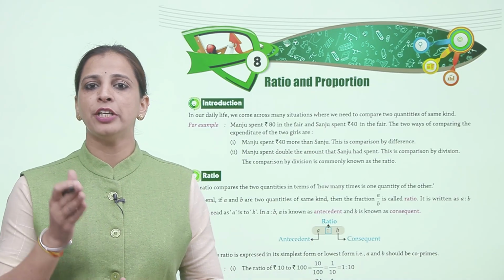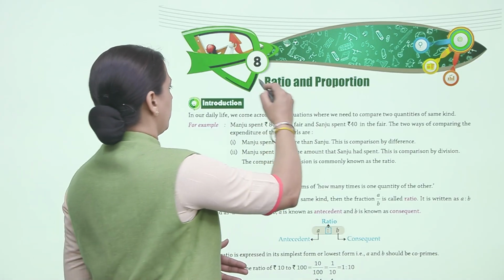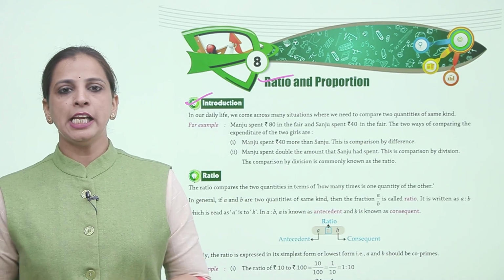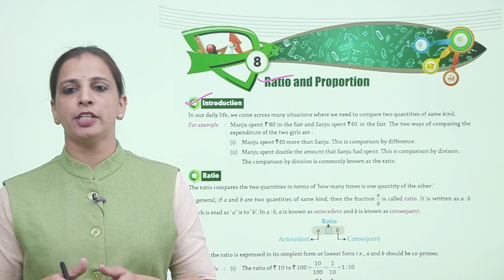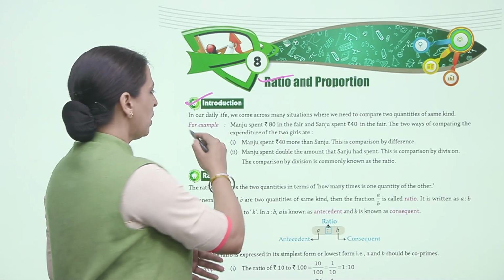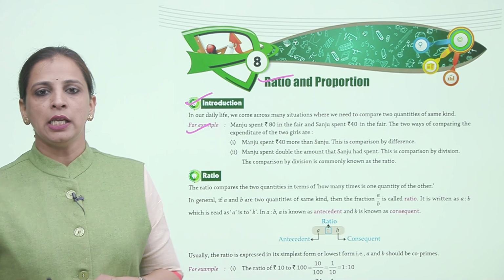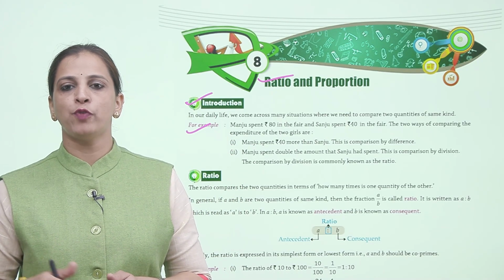Start करते हैं आज का topic: Ratio and Proportion. Introduction. In our daily life, we come across many situations where we need to compare two quantities of the same kind. For example, Manju spent rupees 80 in the fair and Sanju spent rupees 40 in the fair.